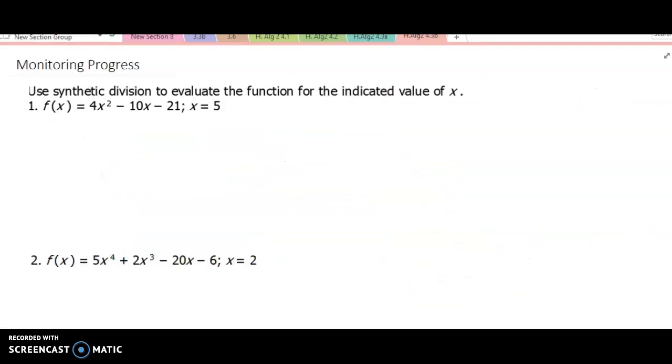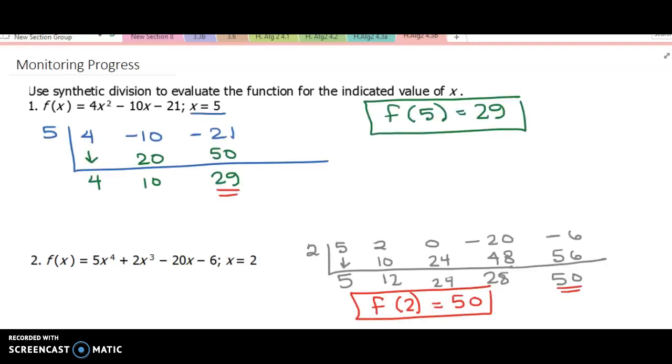All right, so here's just another more examples if you want to practice that remainder theorem. So if you do, go ahead and pause this video, work these out, and then I'll show you the answers. If you're good and you're comfortable, you can go ahead and start on homework. All right, so this is what you should have gotten for these 2.